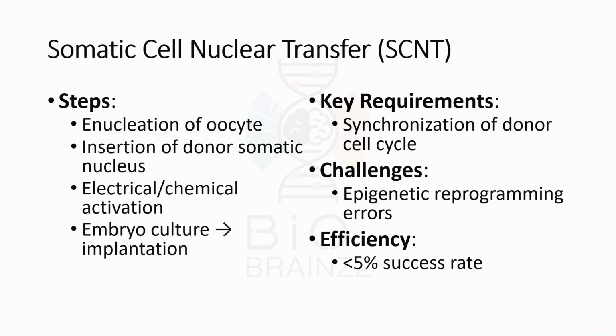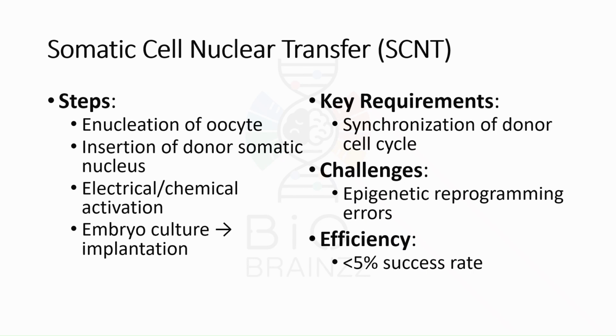In SCNT, the nucleus of an egg cell is removed and replaced with the nucleus of a somatic cell. This reconstructed cell is then activated using electrical or chemical signals to start division. The embryo formed is later implanted into a surrogate mother.